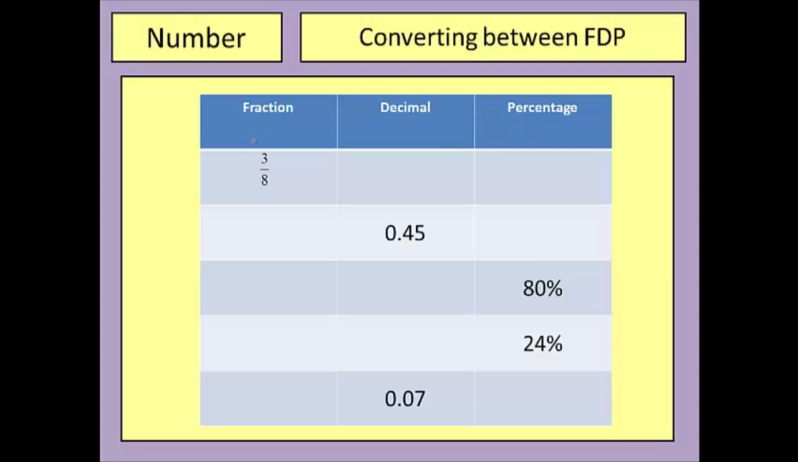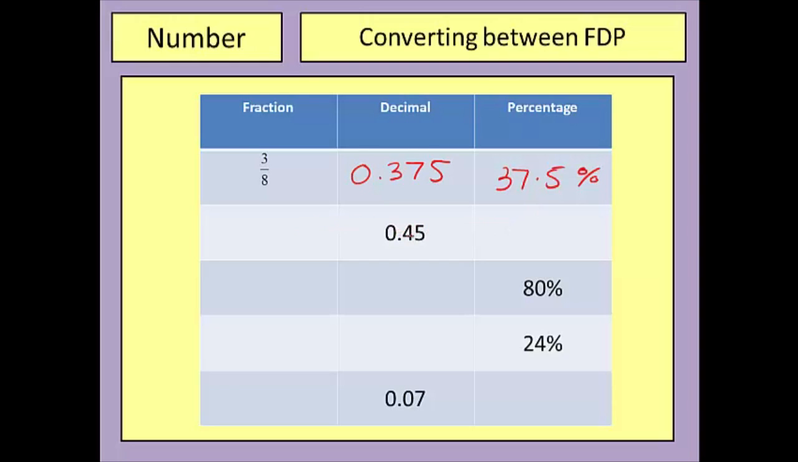Okay, right, let's fill in the blanks here. So I'm going to start off with a fraction, 3 over 8, and to convert to a decimal I do 3 divided by 8. This is going to give me my answer of 0.375. To turn this into a percentage, I'm going to take this decimal and multiply it by 100, giving me 37.5%.